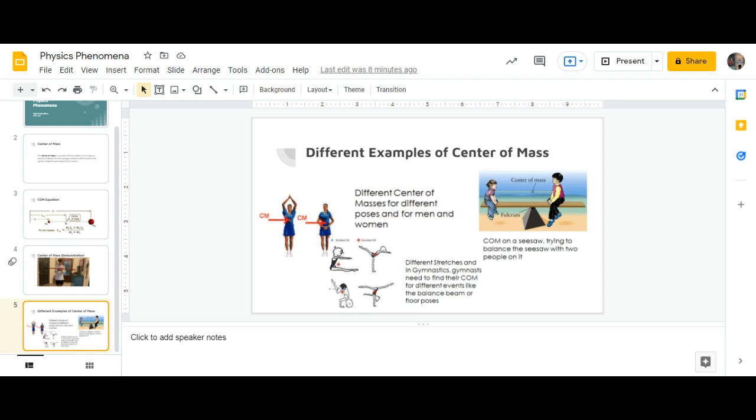I chose to use the center of mass because I am a high school soccer coach, and some days we like to do yoga, so I was explaining to my soccer boys how the center of mass worked today, so I thought it was interesting to share.